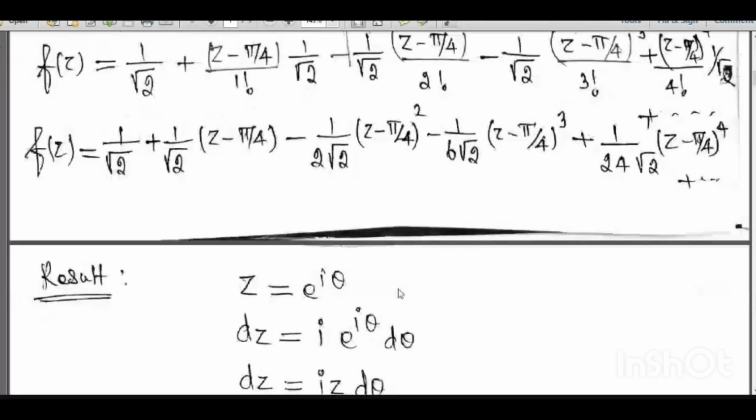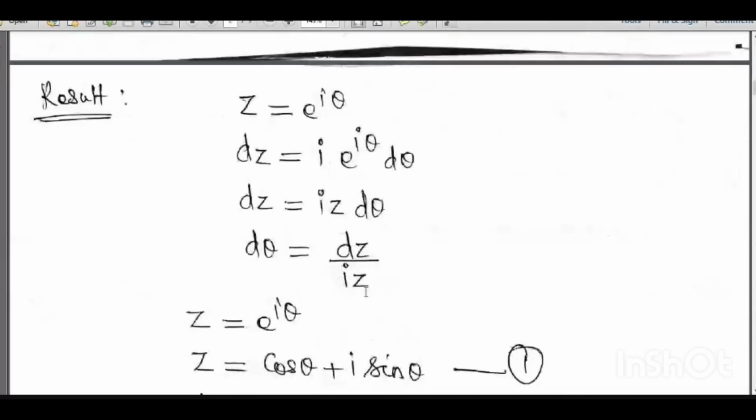Next, some results we have to know: z is equal to e power i theta. So you have to differentiate. dz is equal to i into e power i theta into d theta. Here, i into e power i theta can be written as iz. So dz is equal to iz d theta, so d theta is equal to dz divided by iz.